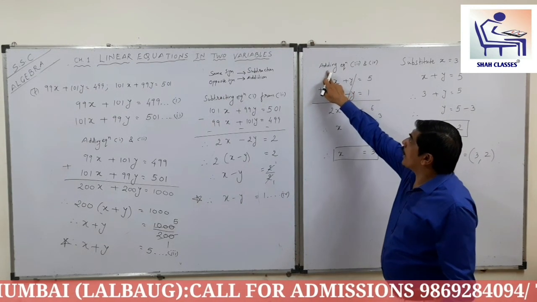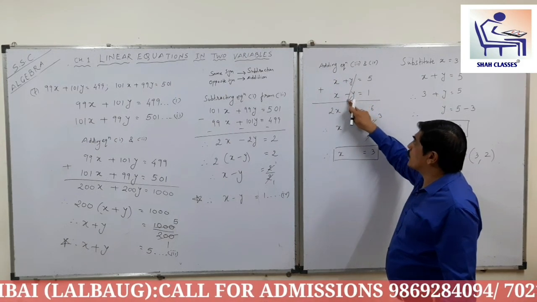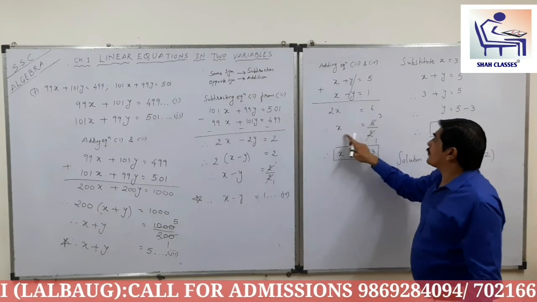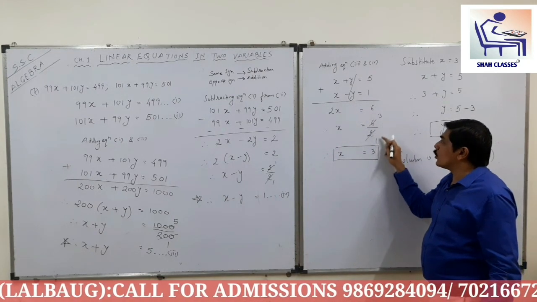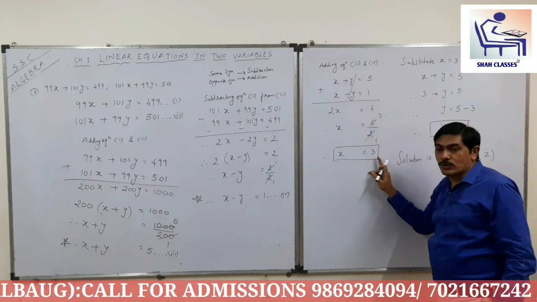Why we are doing the addition? Because we are getting the opposite sign, so easily we can do the cancellation. 2x is equal to 5 plus 1, 6. x is equal to 6 upon 2. So x is equal to 3, since 2 threes are 6.